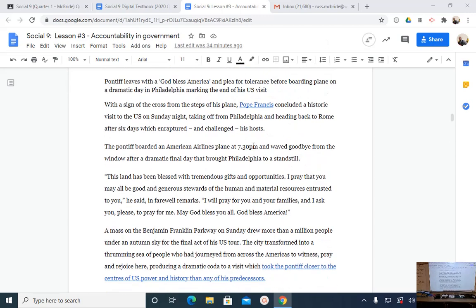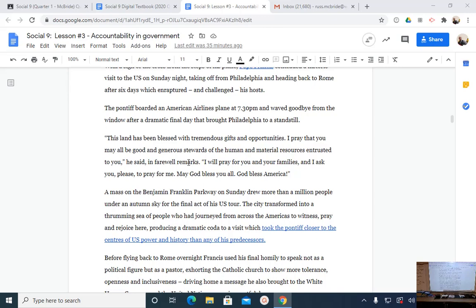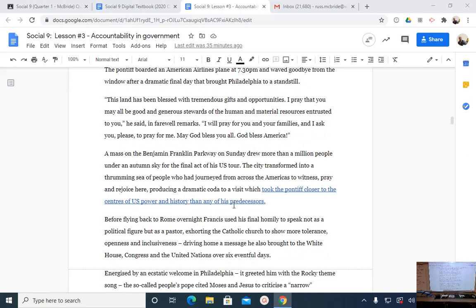So looking at the language in the first one, you can see that it focuses on the Pope pleading for tolerance, and talks about how America is a land with tremendous gifts and opportunities. He's praying for us. It focuses on the fact that people journeyed from across the Americas to see, to witness, and to rejoice with him. So this first summary of the event is very positive.